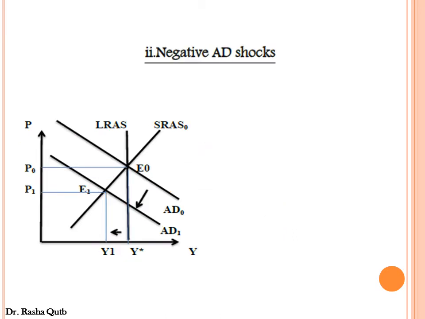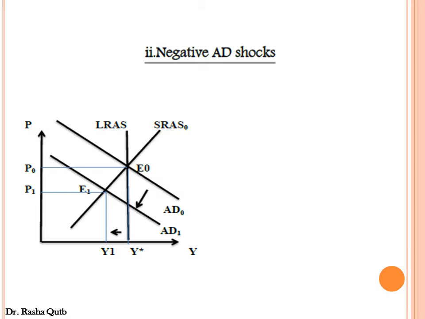Second, بالنسبة للنيجاتيف aggregate demand shocks, first of all, we have to remember what are the main causes of these shocks. Aggregate demand could shift leftward when we have a reduction in investment, in government expenditures, or increasing in taxes.